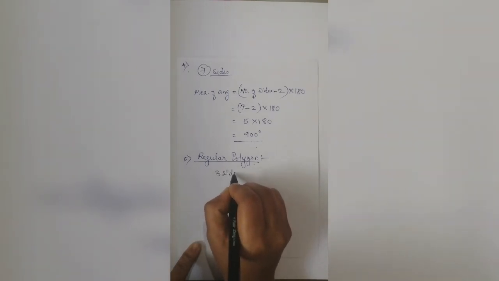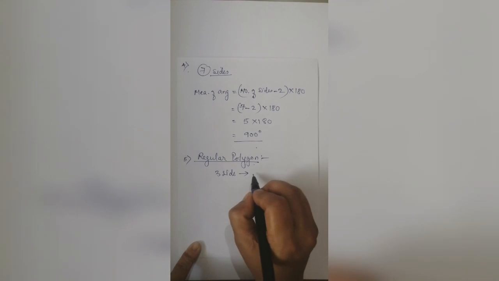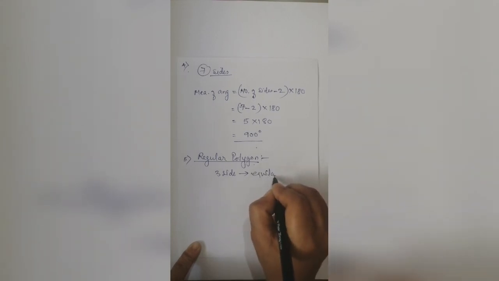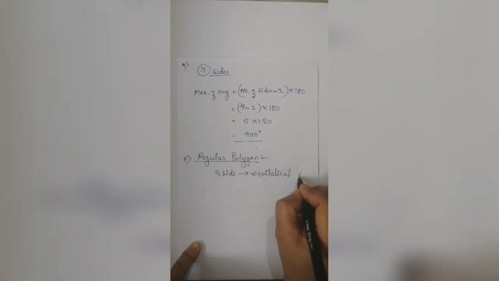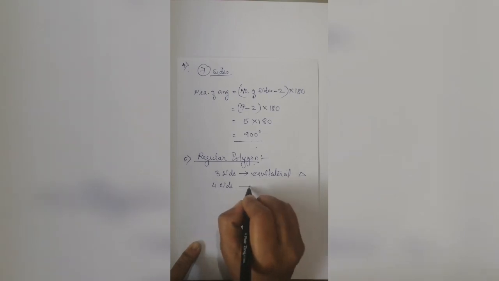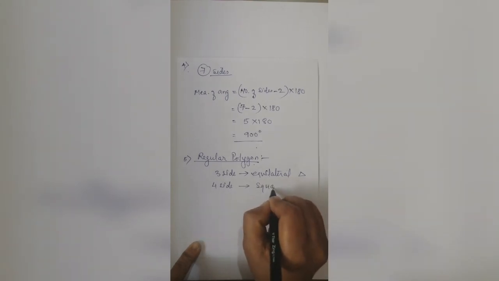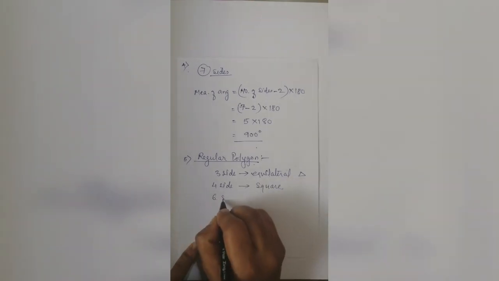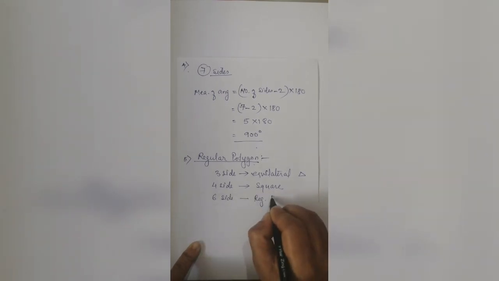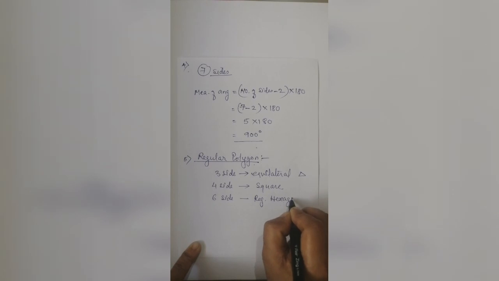Three-sided, it is an equilateral triangle. Okay. Four sides, square, and six sides, regular hexagon.